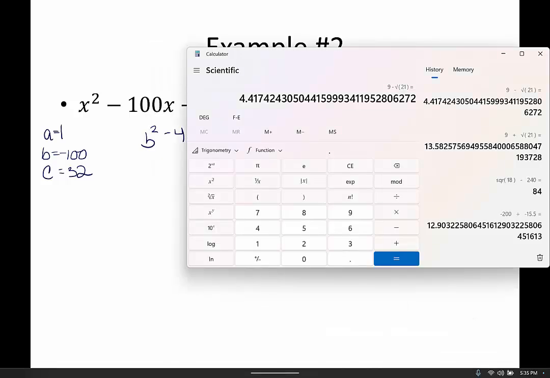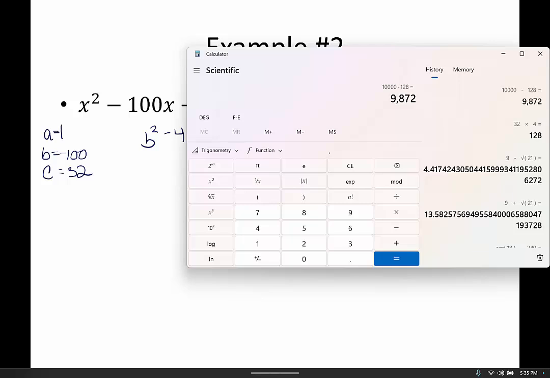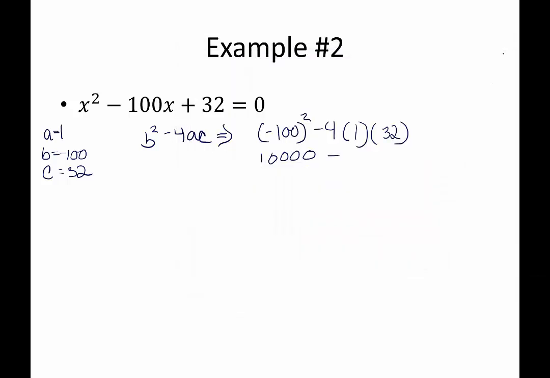I don't know how to do mental math. 32 times 4 is 128. So 10,000 minus 128 equals 9,872. That is greater than or equal to 0, so we know it works.